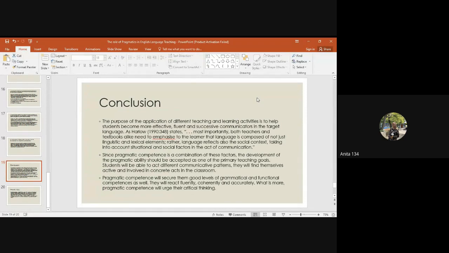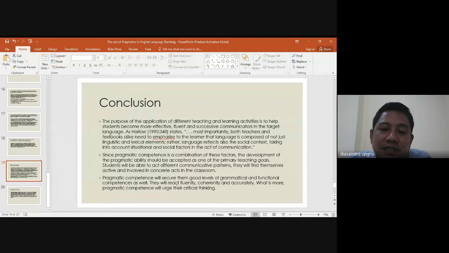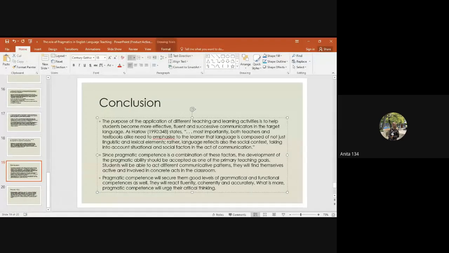Students will be able to act different communicative patterns. They will find themselves active and involved in concrete acts in the classroom. Pragmatic competence will secure them good levels of grammatical and functional competencies as well. They will write fluently, coherently, and accurately. What is more, pragmatic competence will argue their critical thinking.